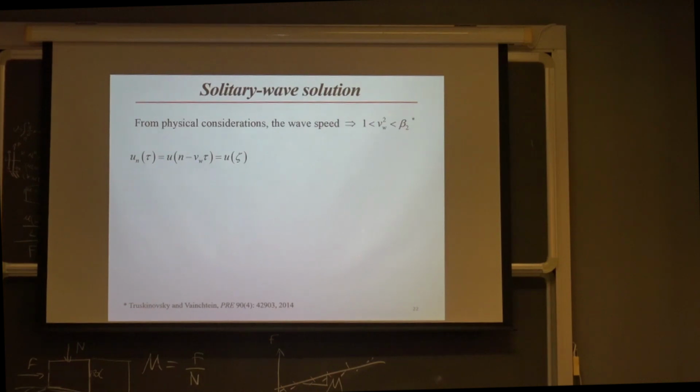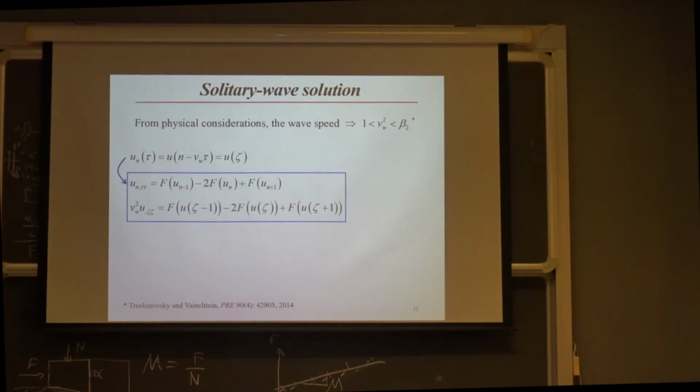So this is for the 1D case. n is the number of the spring, v is the velocity of the wave, and tau is its normalized time. Plug it into the equation that we got before, where F is a force, the derivative of the potential. When we plug it in, we get this equation.